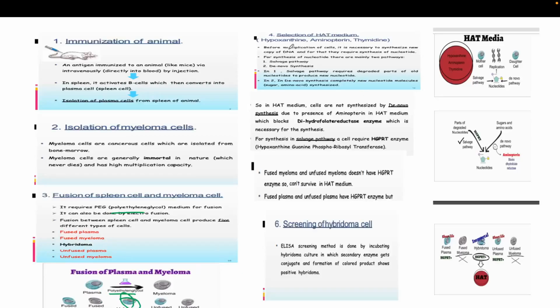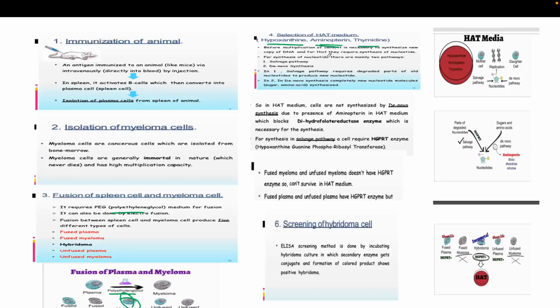In the fourth step, we have the selection of HAT media. So there is the HAT medium, which is called hypoxanthine aminopterin thymidine. The quality of this HAT media is that aminopterin works as an inhibitor for the de novo synthesis of nucleic acid.